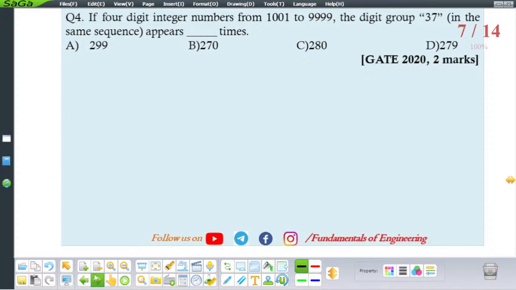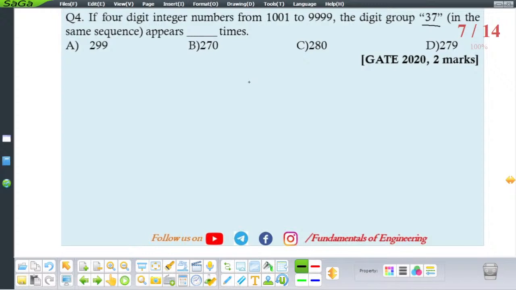So what is the question? If 4-digit integer numbers from 1001 to 9999, the digit group 37 in the same sequence, so 37 will be as 37, not 73, appears how many times? It is from GATE 2020 for 2 marks.